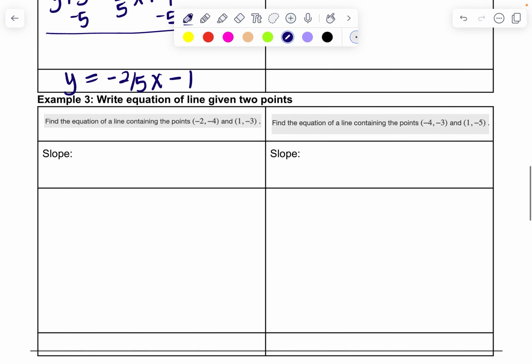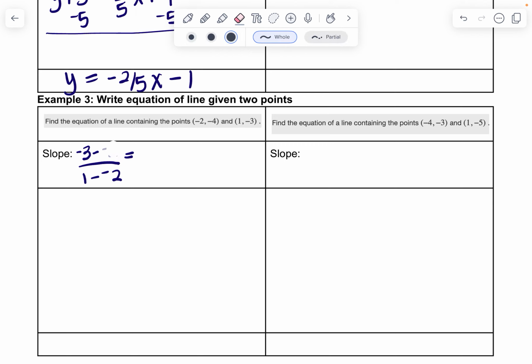These last 2 examples, we're going to do all the steps. So our first step is finding the slope. y2 take away y1, over x2 take away x1. If I simplify that, oh, this isn't supposed to be a -2. It's supposed to be a -4. There we go. If I simplify this, I end up with 1 on top and 3 on the bottom.